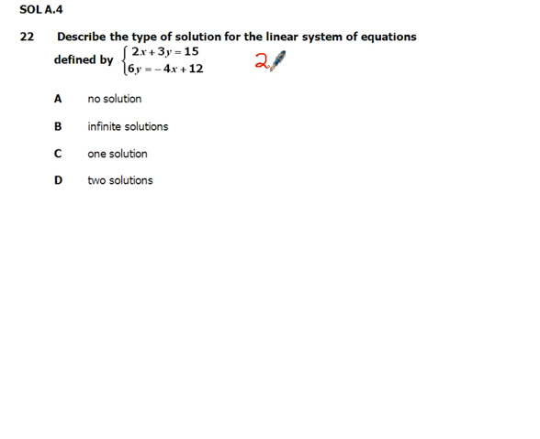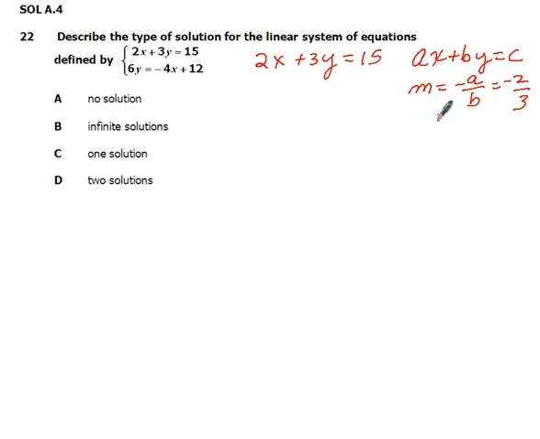The first equation is 2x plus 3y is equal to 15, and that is a linear equation in standard form. Standard form is the form ax plus by is equal to c. And I know the formula when it's in standard form for the slope of the line. The slope of the line has a formula minus a over b, which is going to be minus 2/3.